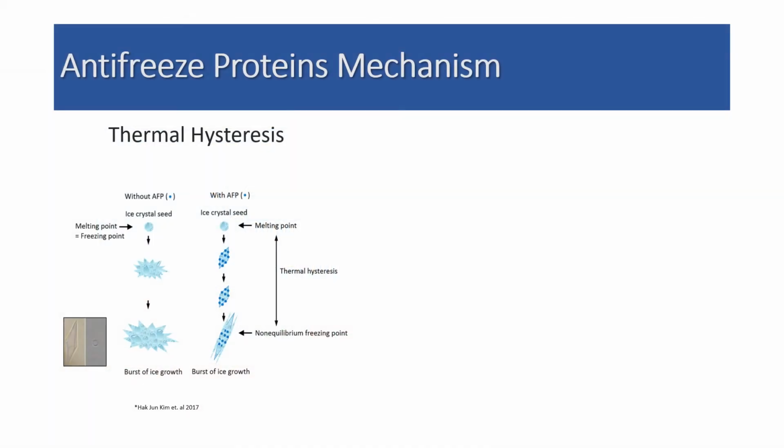I discussed earlier that antifreeze proteins are responsible for depressing the freezing point of the water in the species. They do so by performing two mechanisms. First is the thermal hysteresis, a mechanism in which AFP lowers the freezing point of the water without altering the melting point. Thus, it creates a gap between the freezing point and the melting point, and this process is termed thermal hysteresis.